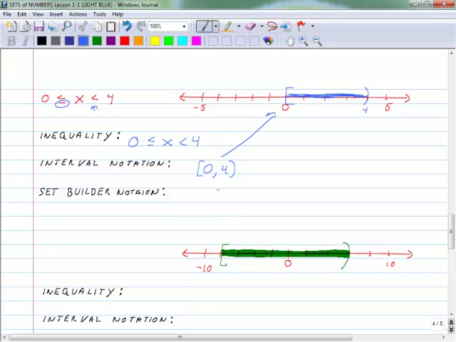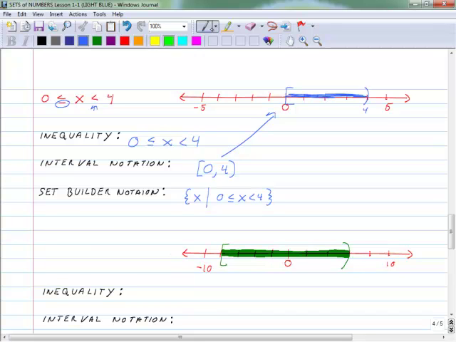Now in set builder notation, it's really just another way of writing what we've done before, so that x is the variable we're going to talk about, such that 0 is less than or equals to x, which is less than 4. And then you close that off.